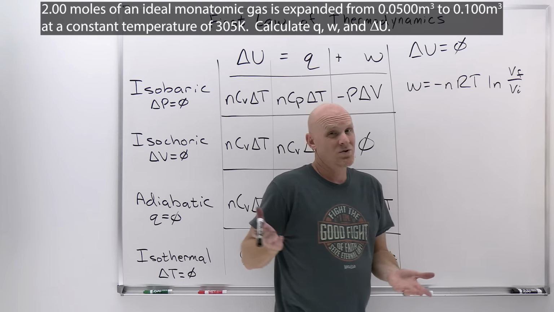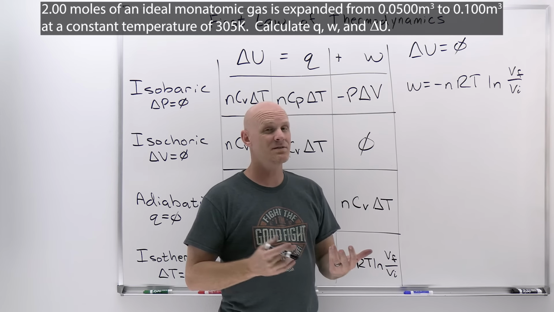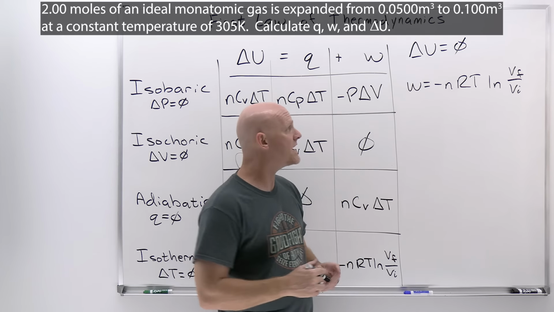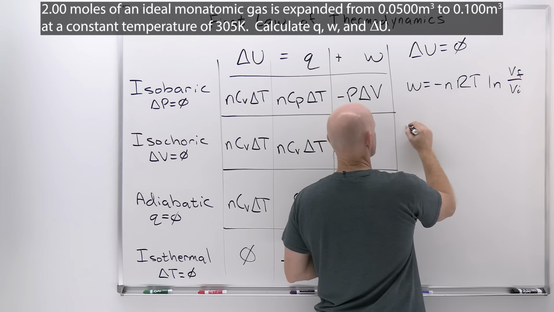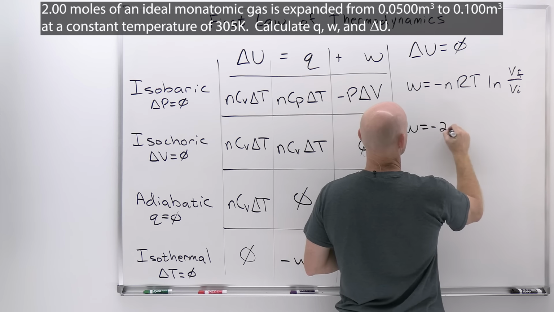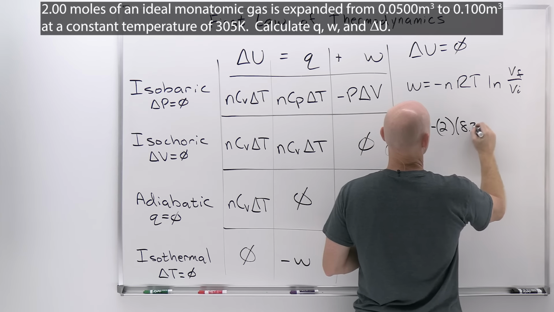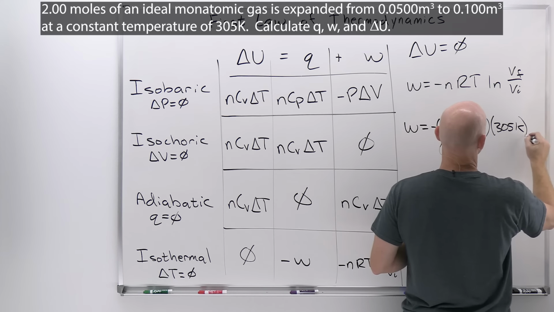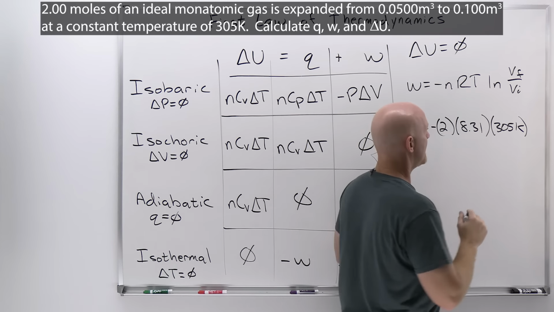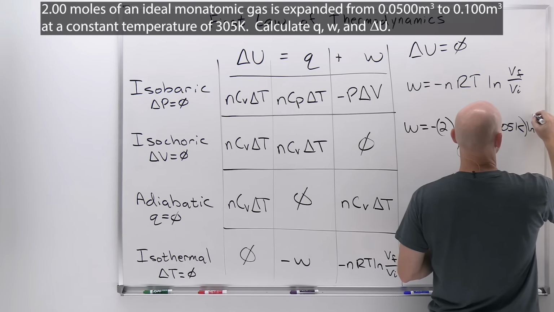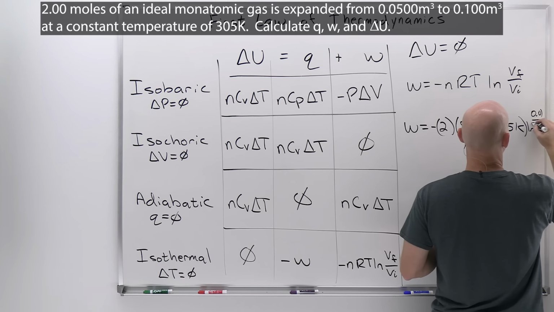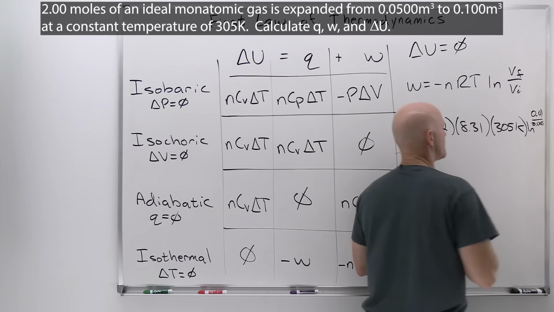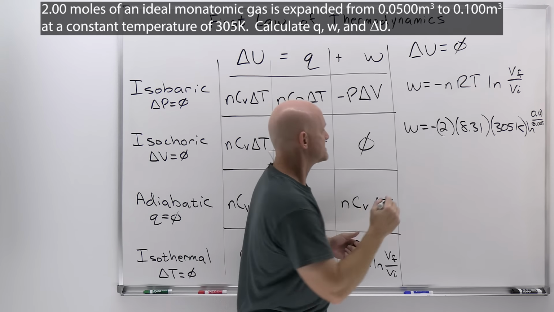In this case though, we don't have to use the ideal gas law because the initial volume and the final volume are both provided. We're just going to be doing some plugging and chugging. And so in this case, work equals negative 2 moles times the 8.31 joules per mole Kelvin. And we're told we're doing this at 305 Kelvin. And then natural log of V final over V initial. So that's the 0.01 over 0.005. Run out of room there a little bit, but you get the idea.